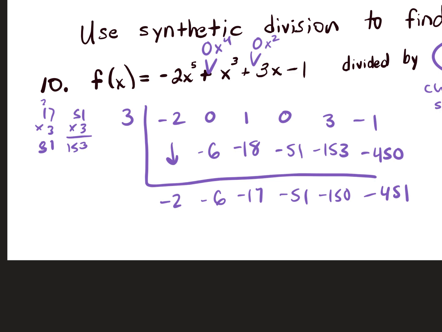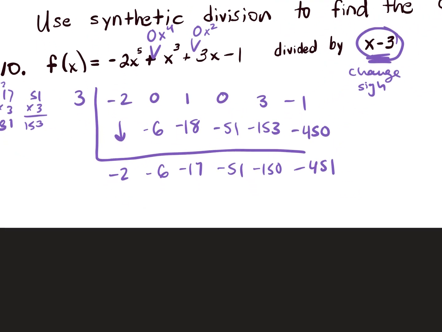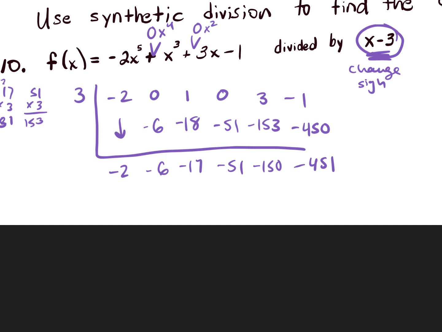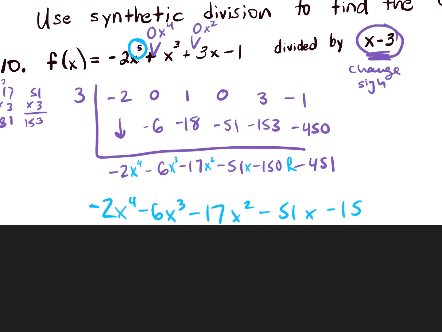Oops, here it's not asking us for the remainder theorem, it's asking us to find the whole thing. Since we started with x to the 5th power, our answer is going to start with x to the 4th power: x to the 4th power, minus 6x to the 3rd power, minus 17x squared, minus 51x, minus 150, remainder -451. So I'm just going to write it a little bit neater.